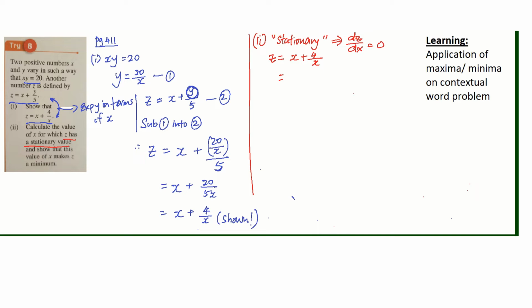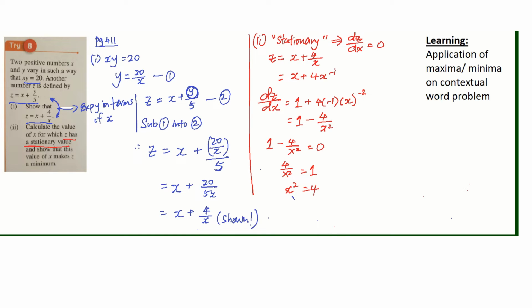Before I differentiate z, I would prefer to express this in index form so that it's easier for me to differentiate. Therefore dz/dx is equal to 1 plus 4 times negative 1 times x to the power negative 2, so this is 1 minus 4 over x squared. And that is our dz/dx. Because it's stationary, I need to equate dz/dx to 0. From here, it will allow me to solve for the value of x.